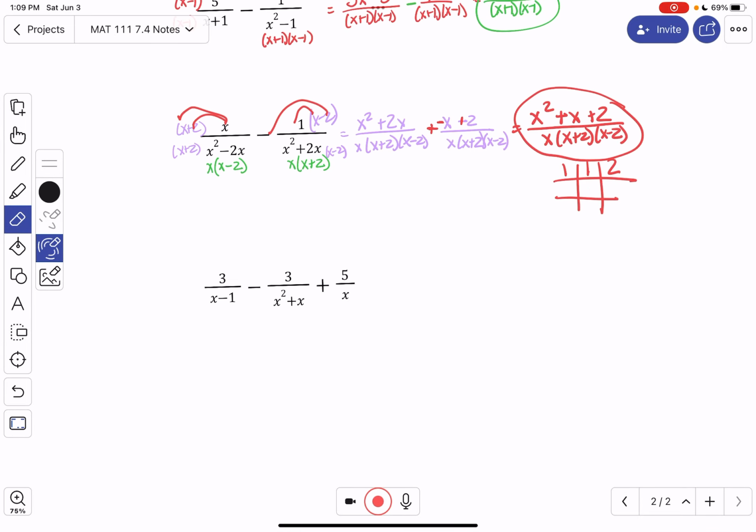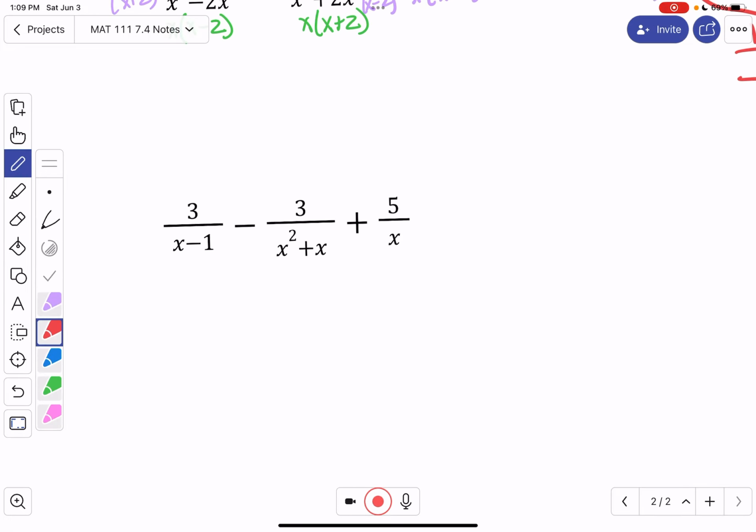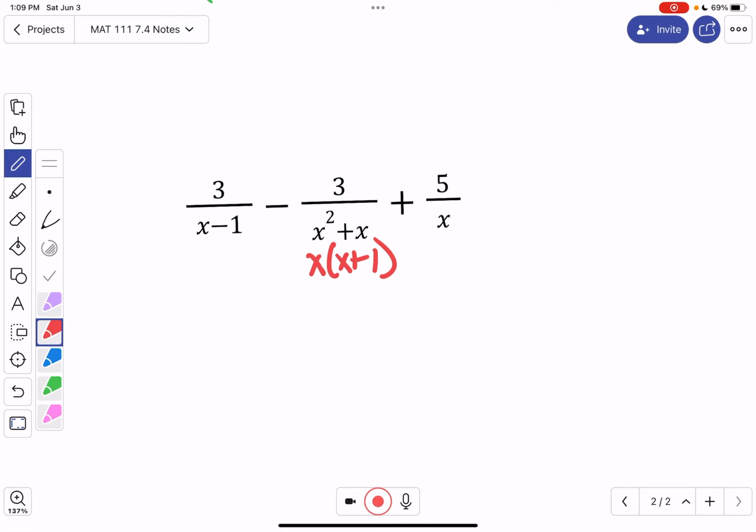So this last problem, same process. We just have 3 fractions. You need to get all of the denominators the same. So first I'm going to factor the middle one. So I get x plus 1, and then I see what I'm missing. So the first one doesn't have an x, and it also doesn't have an x plus 1. So we're going to multiply by both of these things.